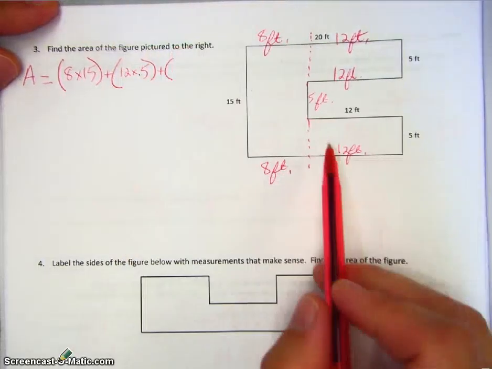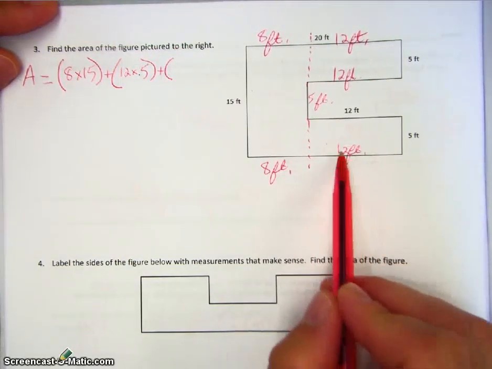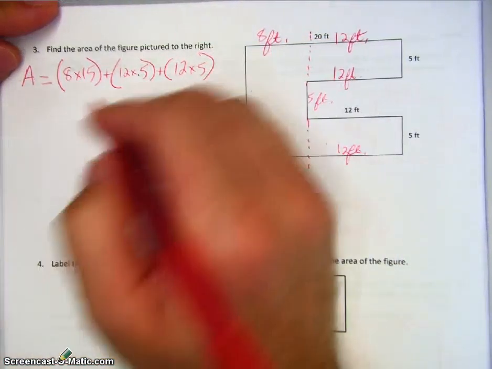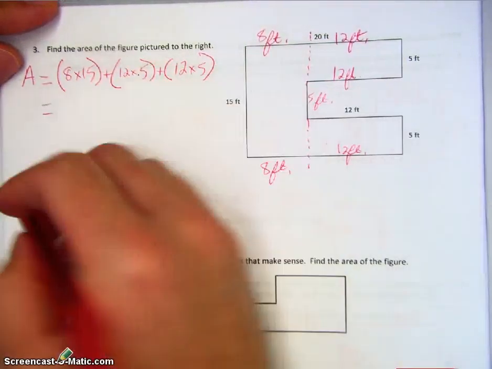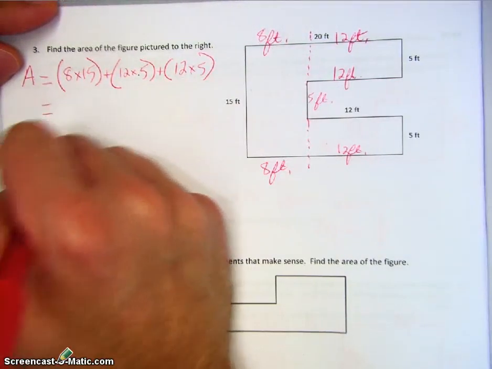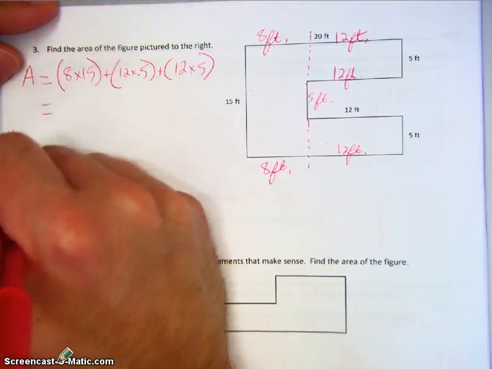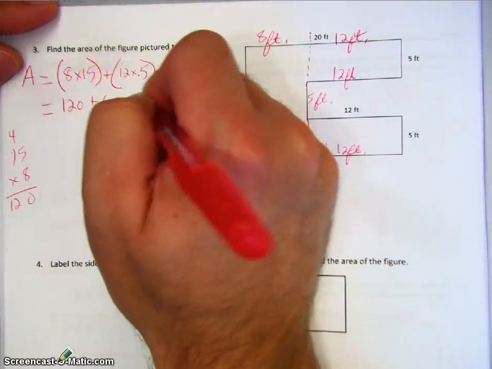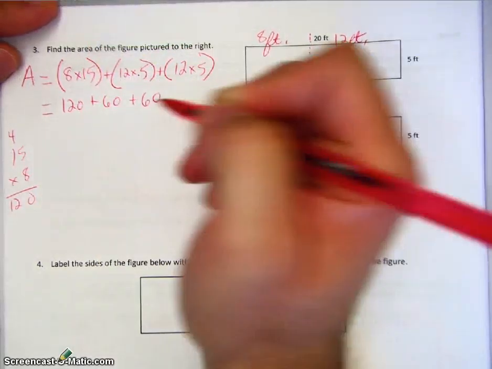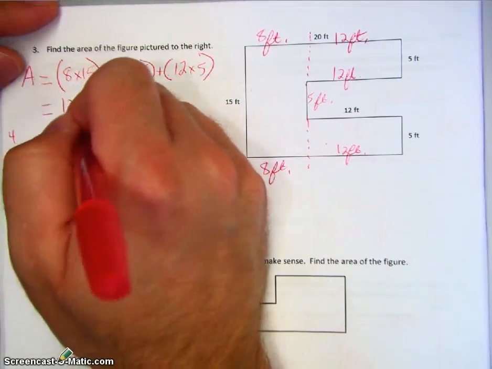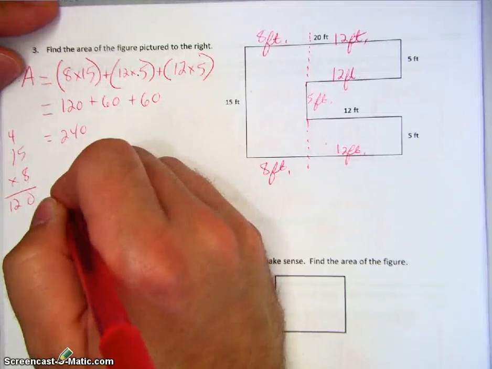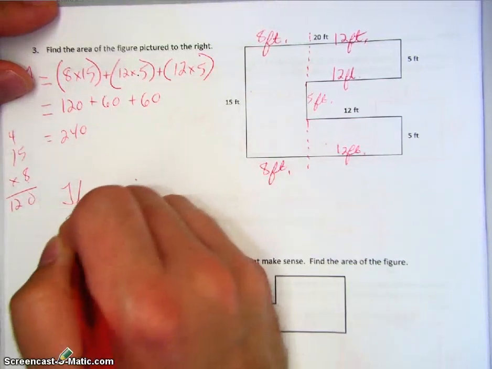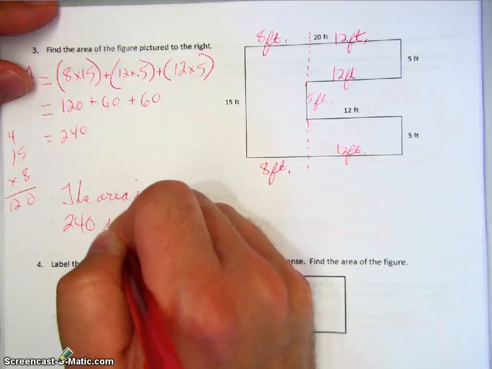All right, then we're going to add it to this rectangle right here, which is also 12 by 5. Okay, so now we go through to multiply these out, do 15 times 8, so we have 120 plus 60 plus 60. Okay, so if we add those all up, we get 240. Okay, so the area is 240 square feet.